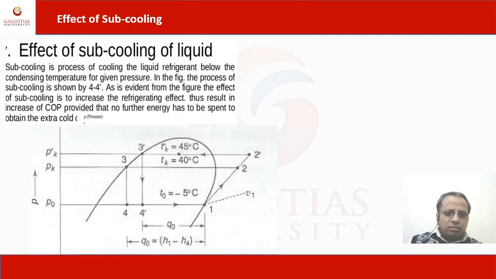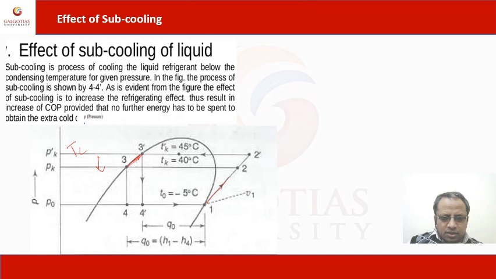Then the effect of the subcooling, the very special case. Now what we are doing here, we are going to decrease the temperature below the condenser temperature. This is the condenser line, here the temperature of the condenser, and we are decreasing the temperature of the refrigerant below the condenser temperature. So here, this development happens actually without any additional compression work. This is the very important thing.